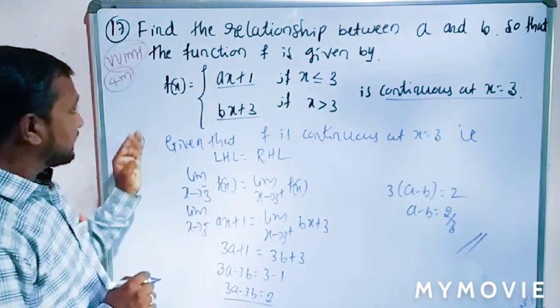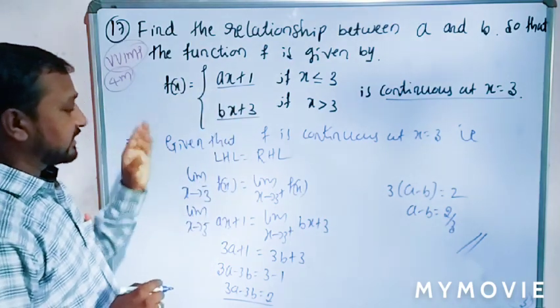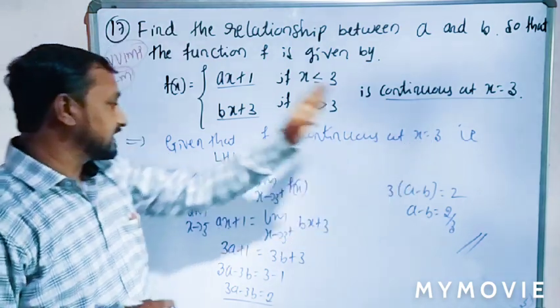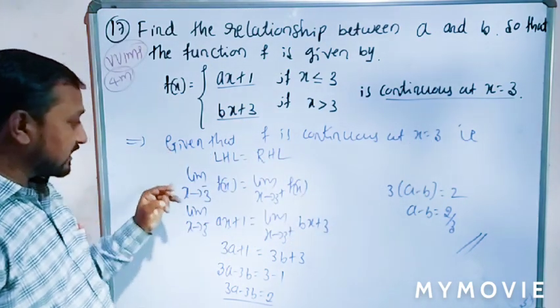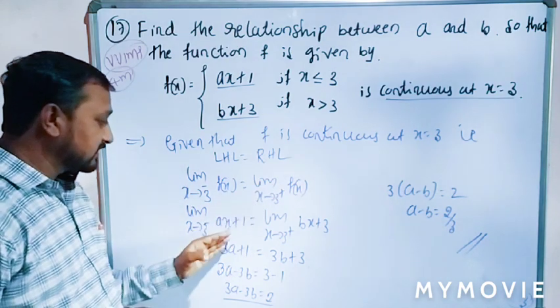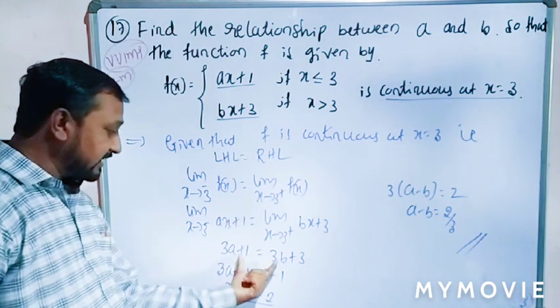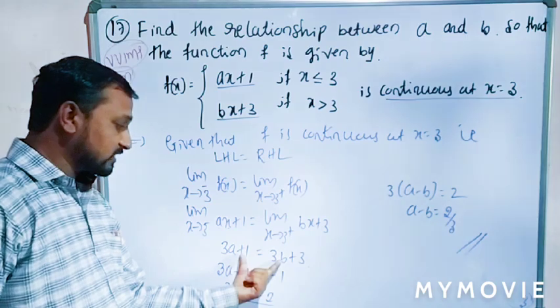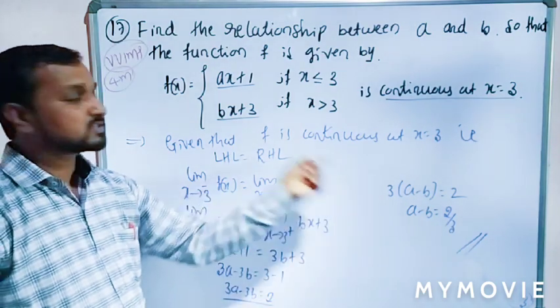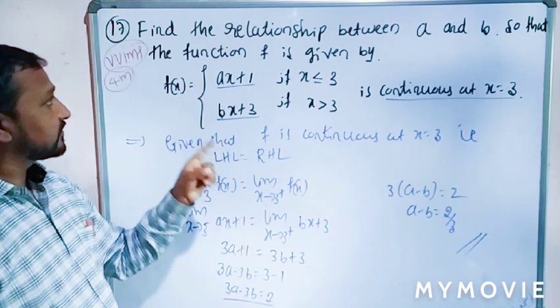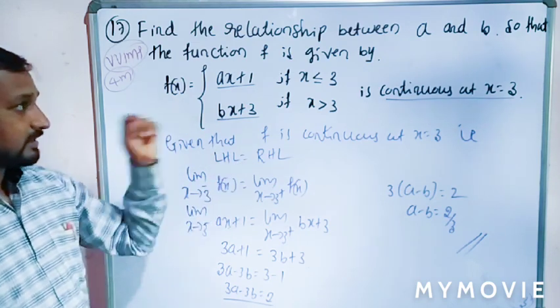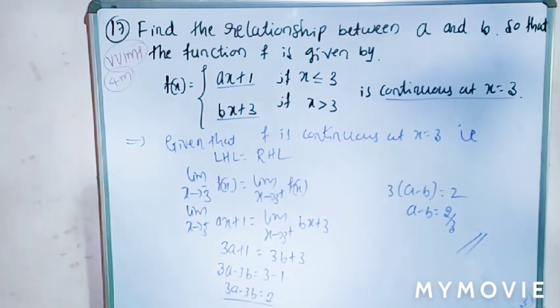In your annual examination, the step stating that the function should be continuous, that is LHL equal to RHL, gets 1 mark, the values of LHL and RHL get 1 mark, comparing these two unknown values gets 1 mark, and the final answer gets 1 mark. This is very important, students. Read the example carefully and write it in your notes.